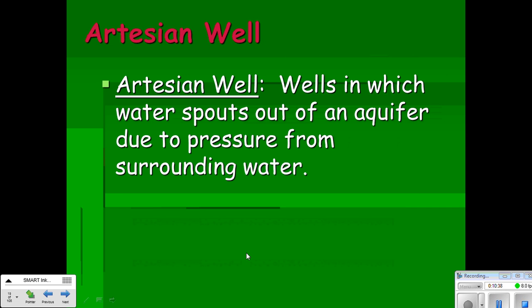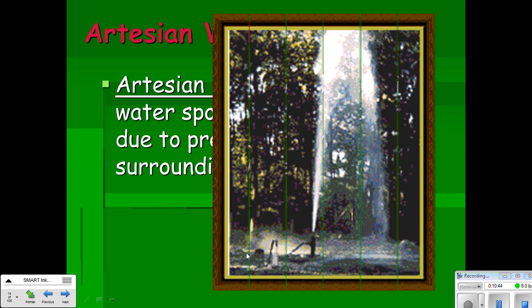An artesian well, wells in which water spouts out of an aquifer due to pressure from the surrounding water. And here's one, there's a whole bunch of pressure that's built up down here, and then all they've done is tapped this into that well, and then it just spews water out.